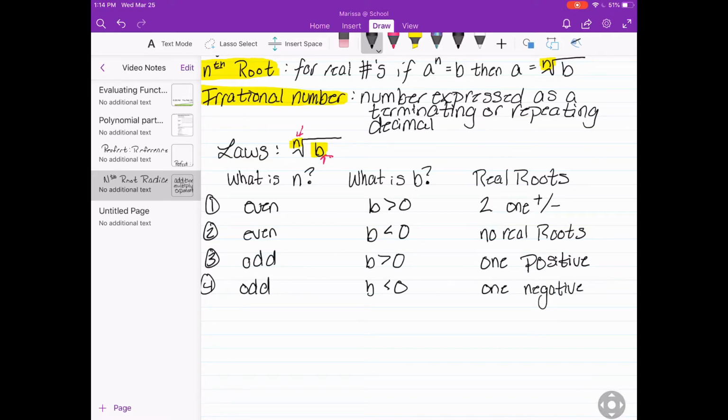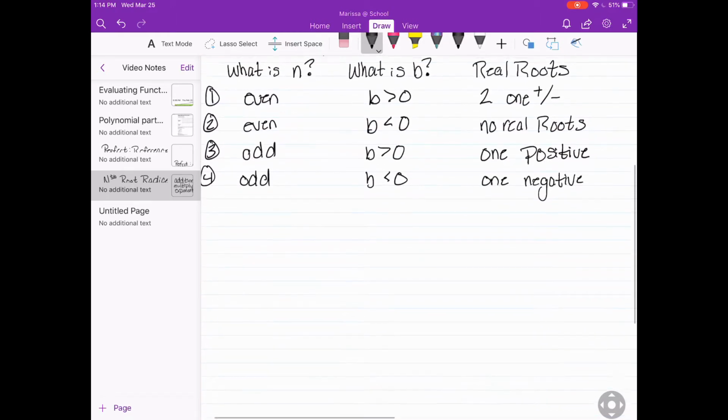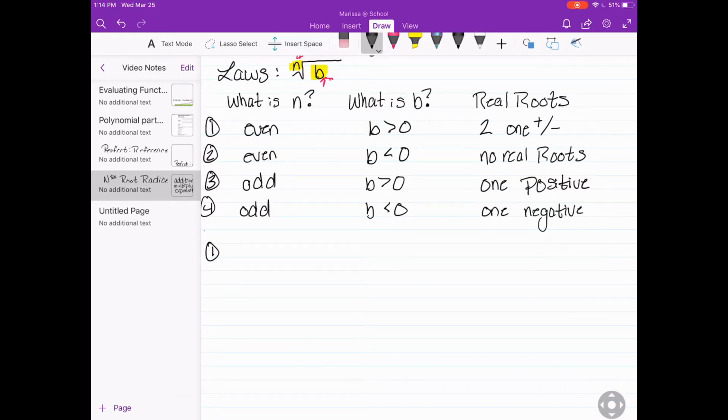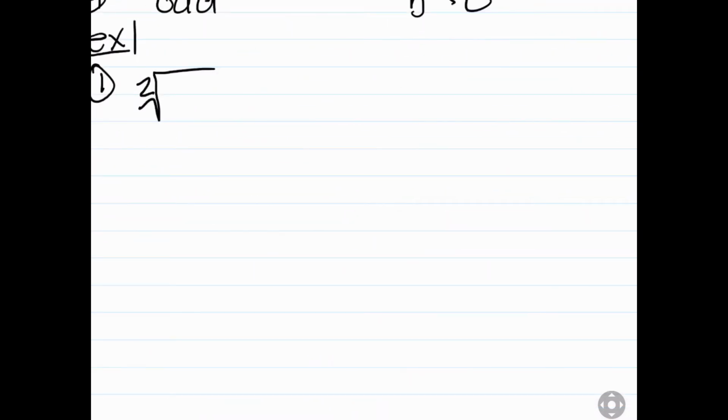So here's the reason why. If I have an even number on the top, so this is an example of the first law. Mark these as examples. The example of the first law is if I have the square root of the number 4.